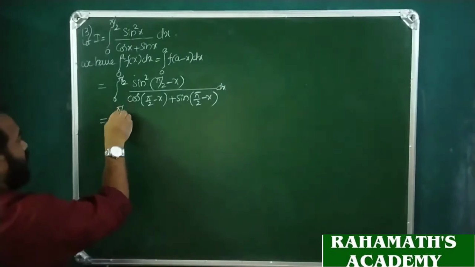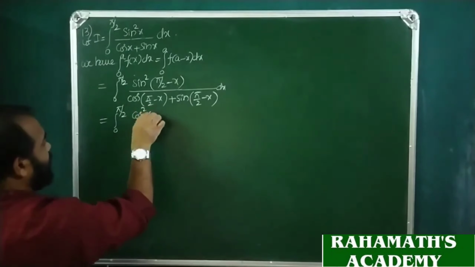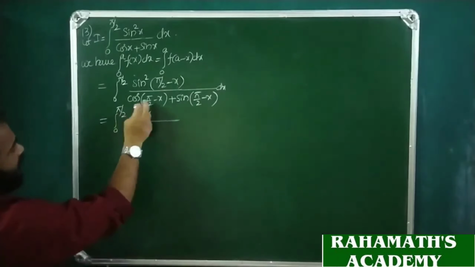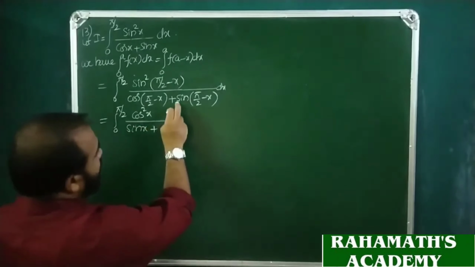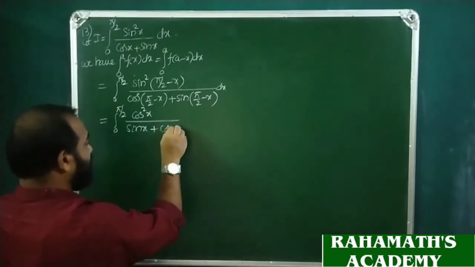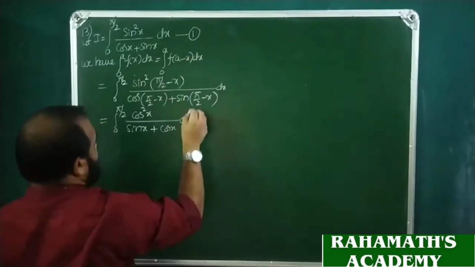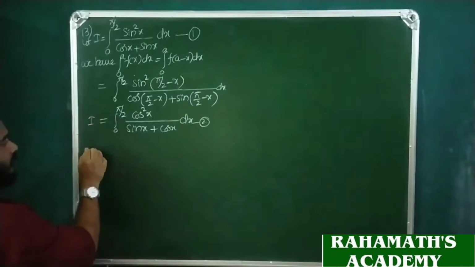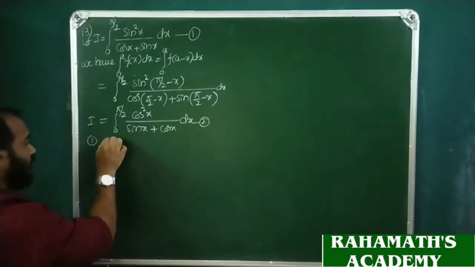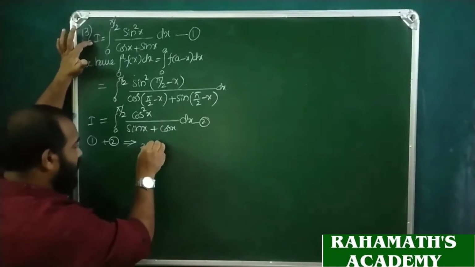Integral 0 to pi by 2 of cos square x by cos(90 minus x), which is sin x, plus sin(90 minus x), which is cos x, dx. So the given is 1 and this is 2. This is also I. So 1 plus 2 gives rise to I plus I, which is 2I.